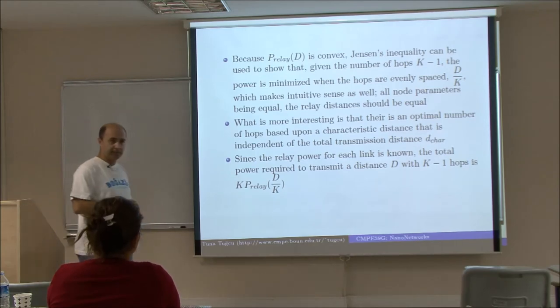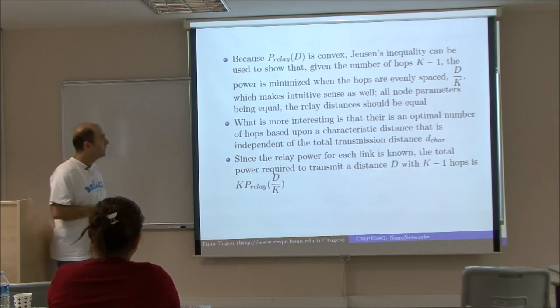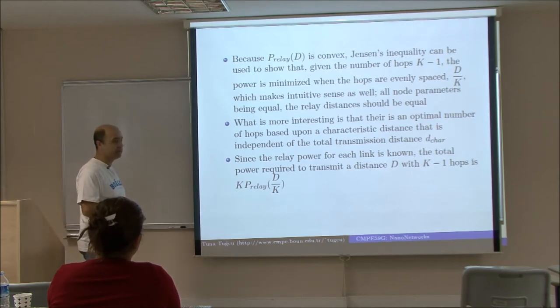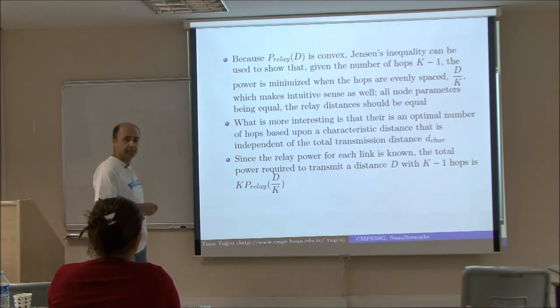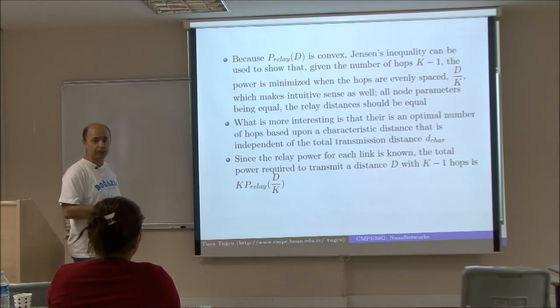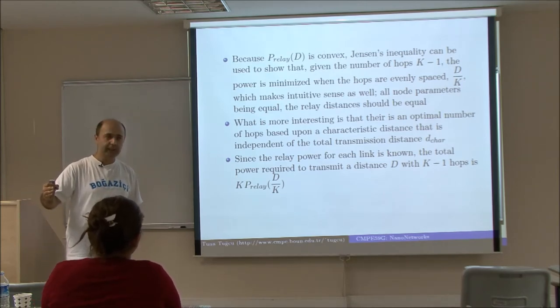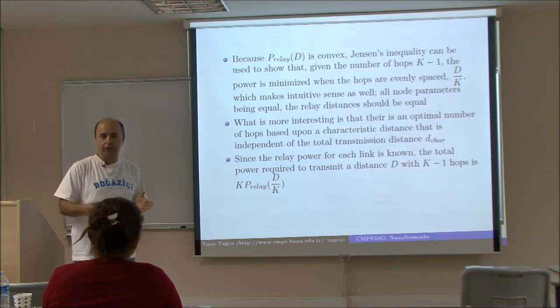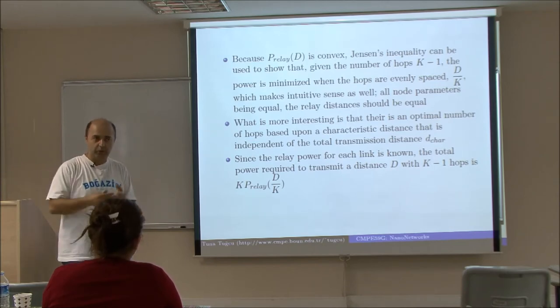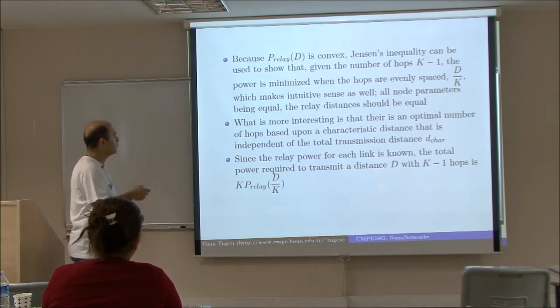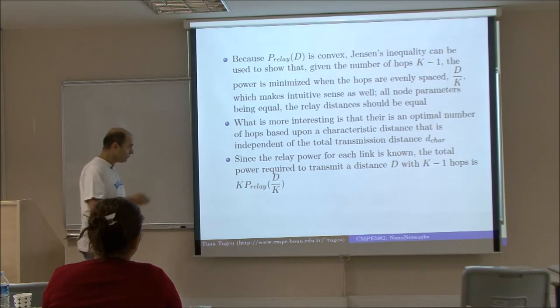Since the P relay at a distance of d is a convex function, and benefiting from Jensen's inequality, given some number of hops, k minus 1 fixed, the power can be minimized. And assuming all these nodes are equivalent, we find that the nodes should be equally separated, which is very reasonable. If all nodes are the same, it wouldn't make sense to put two of them close while keeping the others far. It's more reasonable to have all of them evenly spaced. That can also be shown as explained here. So that's one thing we observe.